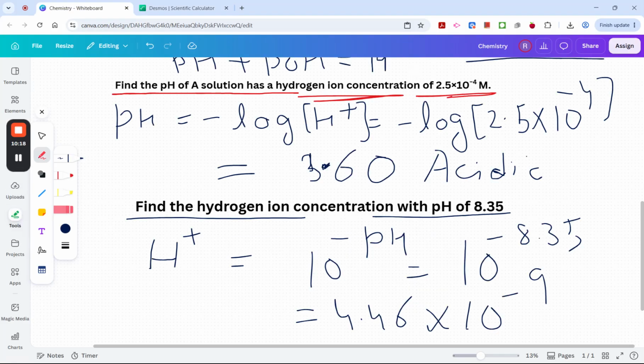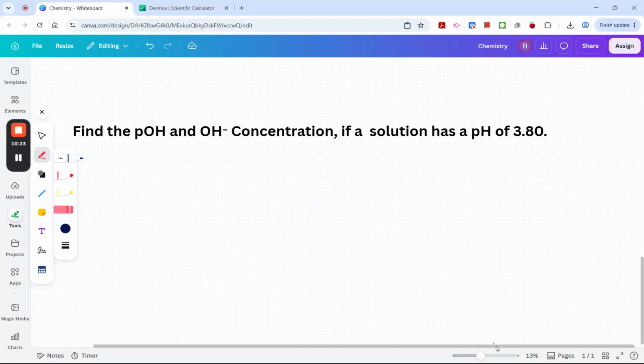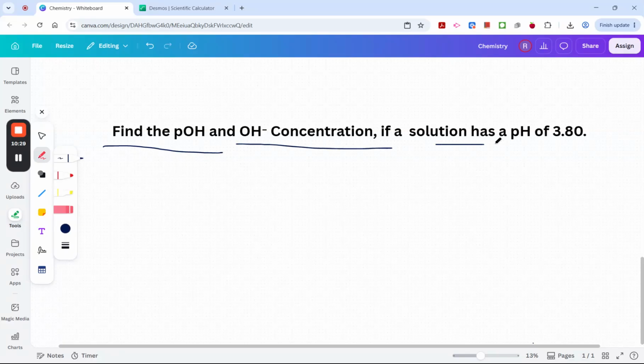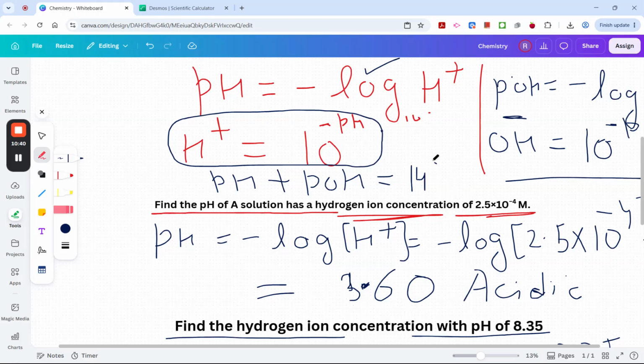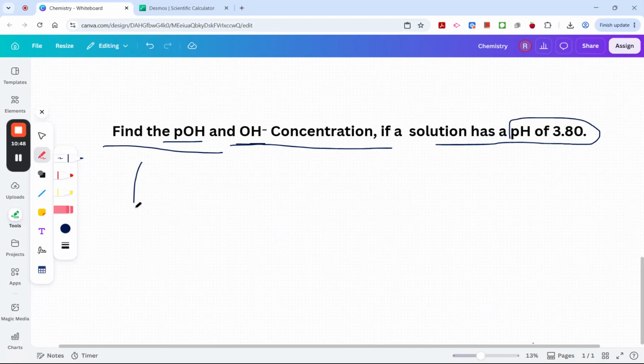Here we go. So pH and pOH, let's check what you have in this question. Find the pH, pOH, and OH ion concentration if a solution has a pH equal to 3.80. Now, how are you going to find it? You need pOH and OH ion concentration both. So what to do? Let's use our handy formula. I'm not going to do all the laborious calculation. When I have a formula, I will stick to the formula.